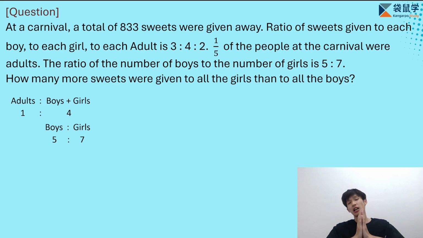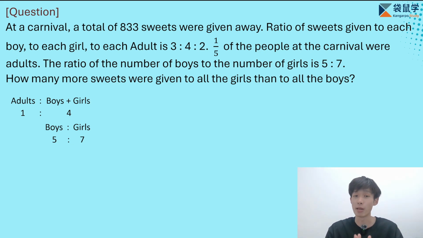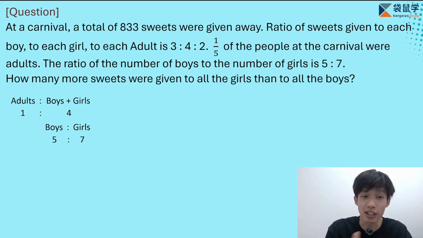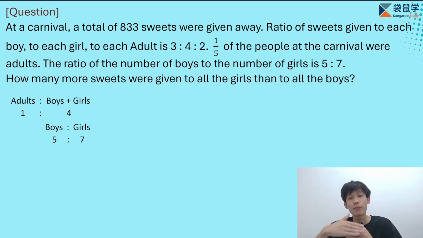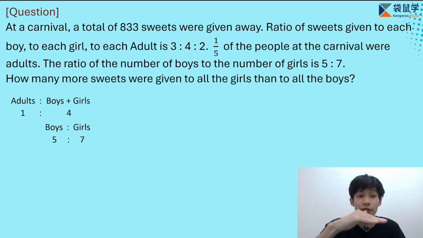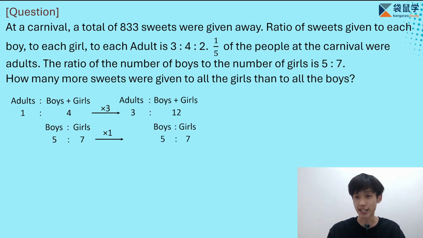Then problem comes, so how can we compare all three of them? Yes, by making the same part, same number of units. For example, the boys and girls, top we have total of 4 units, but below we total have how many units? 5 plus 7, total of 12 units. So that means we need to make them become the same number of units. So the first ratio should be times 3. And below, just times 1. And we can get adults to boys and girls, 3:12, and also boys to girls, 5:7.